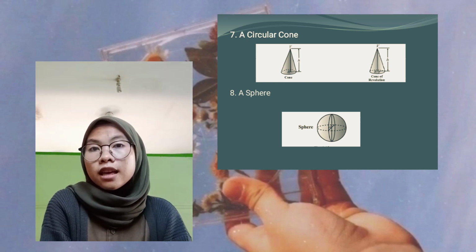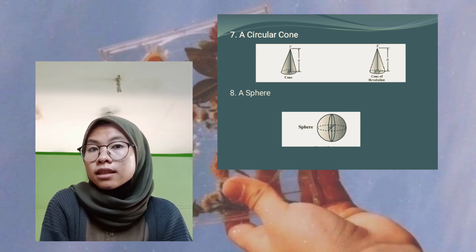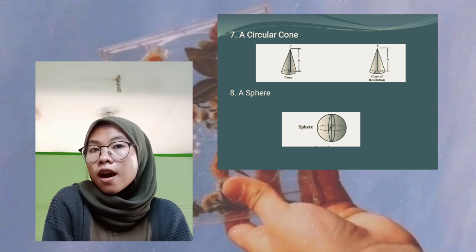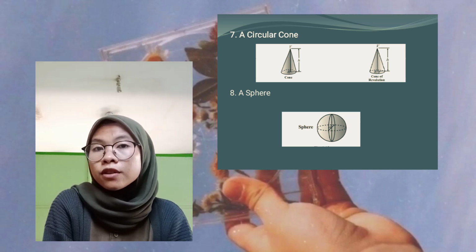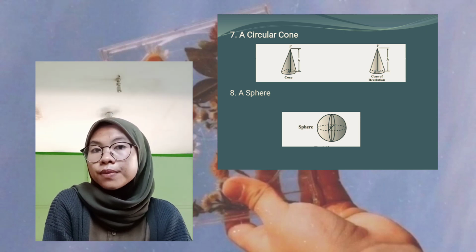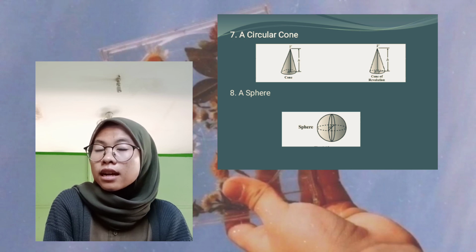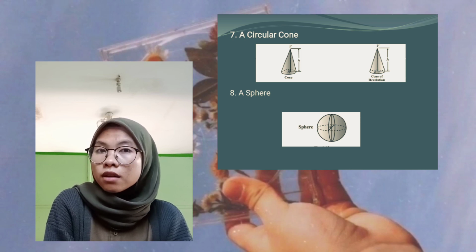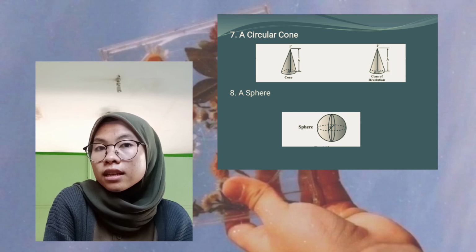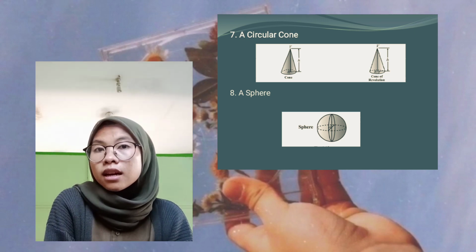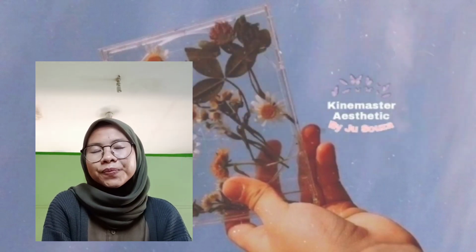Number 8. A sphere is a solid such that every point on its surface is an equal distance from the same point, its center. A sphere is formed by revolving a semicircle about its diameter.